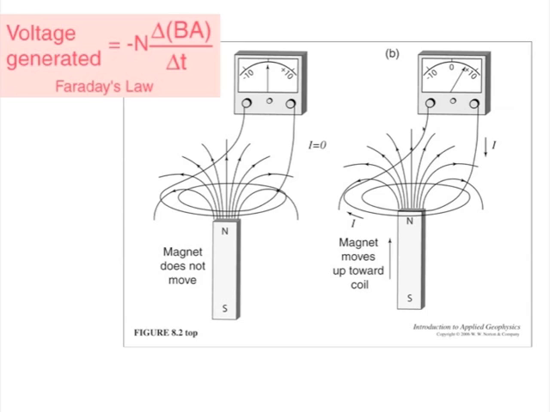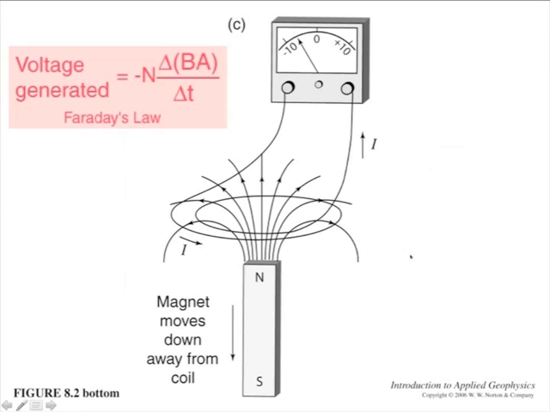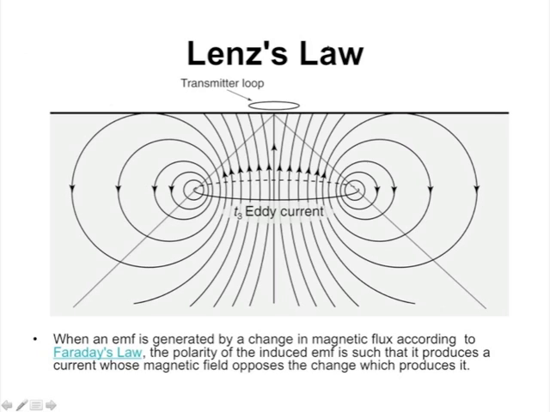We have to have moving, changing magnetic fields, and here we change it by moving the magnet around relative to the coil. Now we have a different direction of change, and we'll get the negative of the voltage. Faraday's law is one of those fundamental laws of electromagnetics.